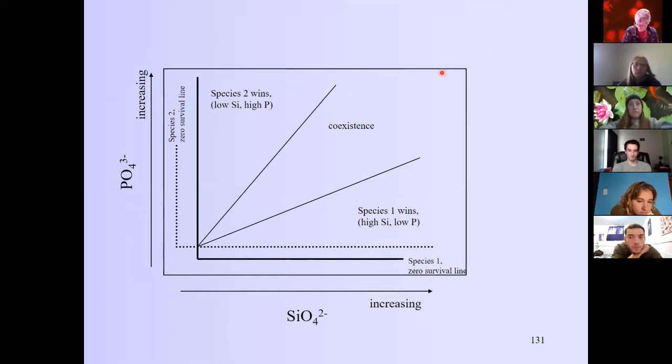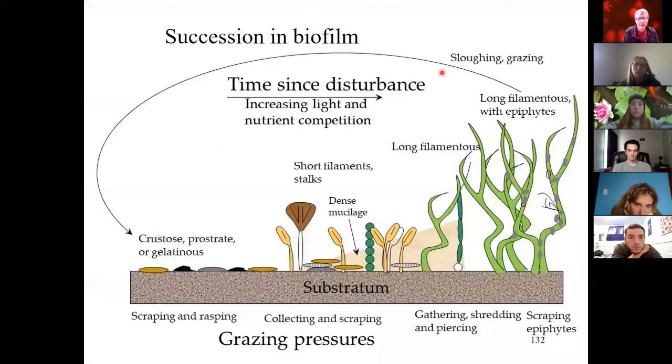All right. And another thing we can think about with species interactions is succession. We'll get back to succession, but I wanted to talk about it here in particular with regard to biofilms and microbes, and bring it in for the first time.